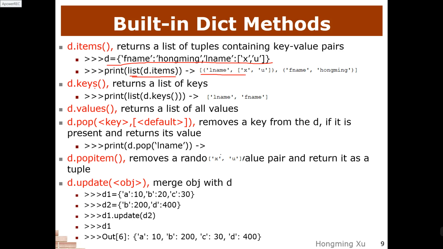And the keys function returns a list of keys. The values function returns a list of values. These two are important in the scenario where you want to get a list of dictionary keys or a list of dictionary values.